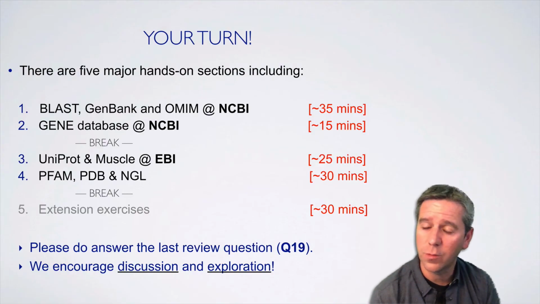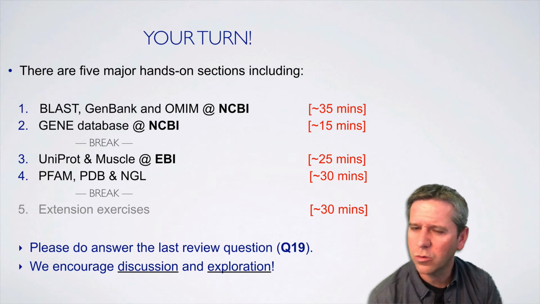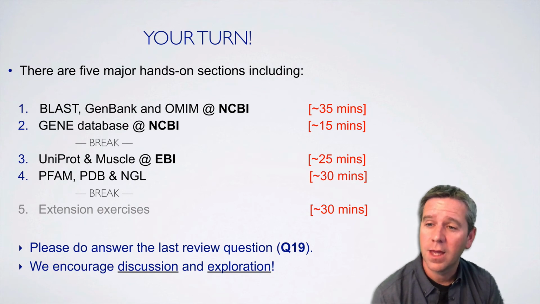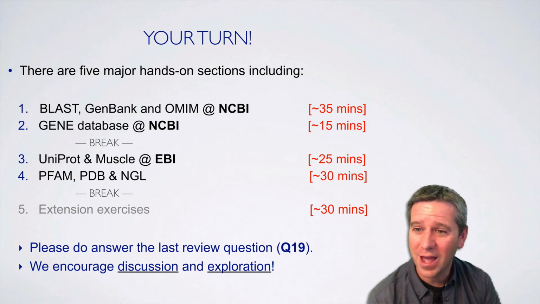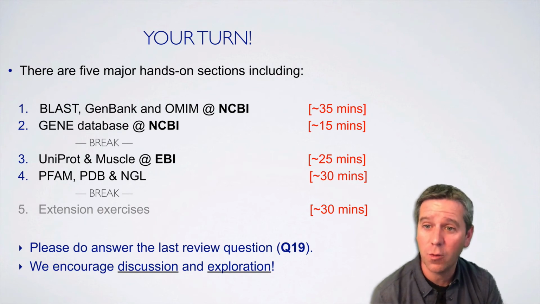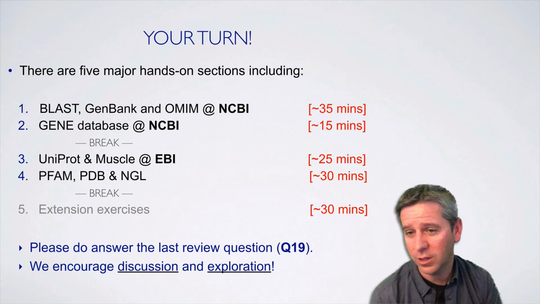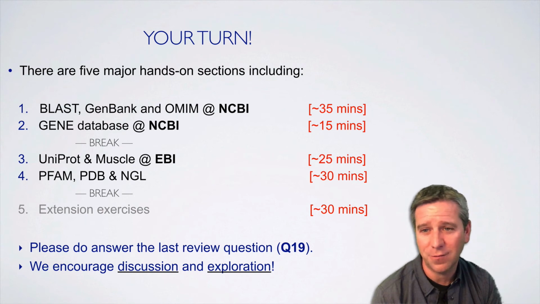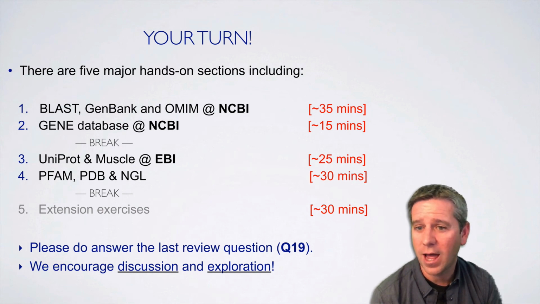There are 4 major sections that I want every student to go through. The first one goes through these NCBI resources. It'll probably take you 20 minutes, but I'm allocating around 35 here. Then the gene database at NCBI. Then I suggest we take a break for some time and come back and jump over to Europe, to the EBI, and visit UniProt, the premier protein sequence database. We'll use Muscle, an online tool out of the EBI web servers, as well as some of these boutique databases: PFAM, which is also maintained out of the EBI, the PDB for protein structure data, and NGL, which is for viewing biomolecular structures in an online browser.